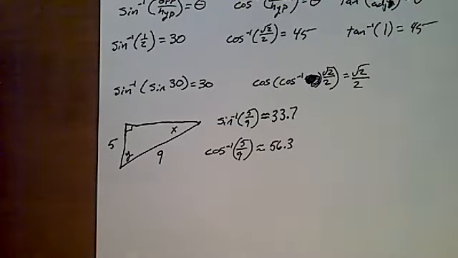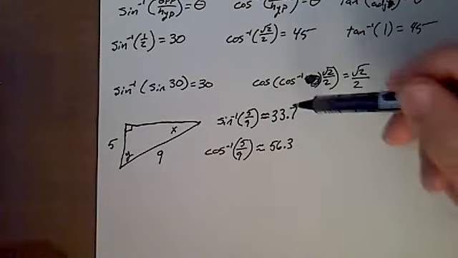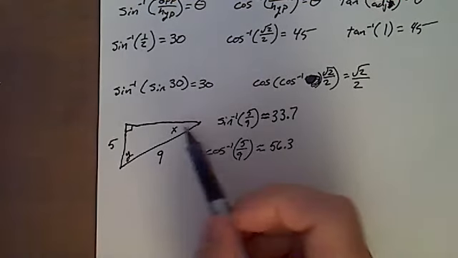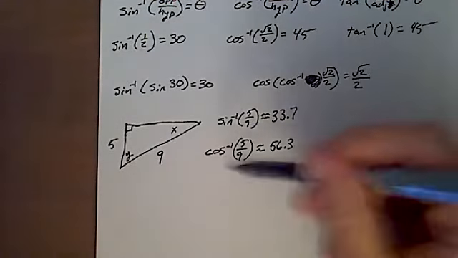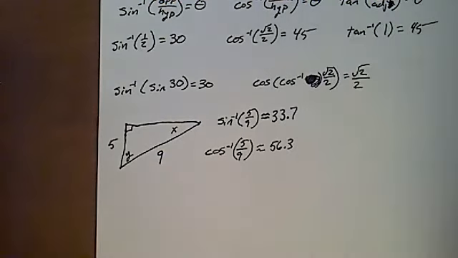Now, what you may or may not notice, 33.7 plus 56.3 is 90. These two angles had to sum to 90, and so it does make sense, right? 90 plus 90 is 180. So we could have just used subtraction here, right? 90 minus 33.7 would have given us 56.3.